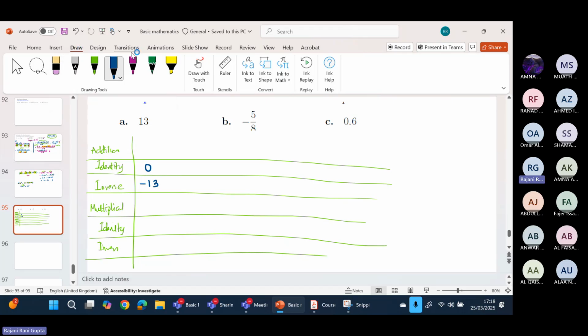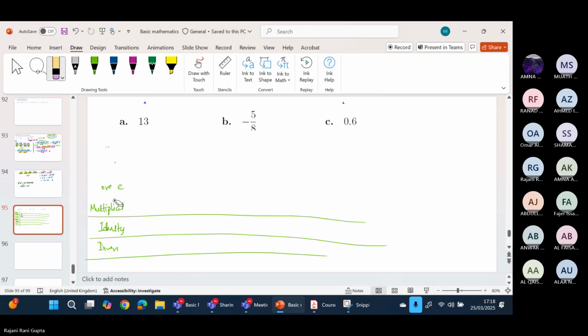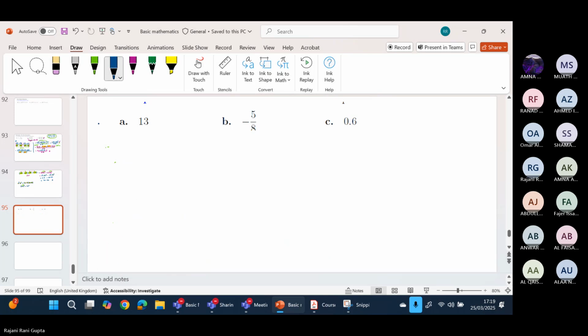You forget. Come on, you have exam on Wednesday, Thursday. You don't remember these things. Identity. We studied about identity for addition and for multiplication. We studied about inverse for addition and for multiplication.